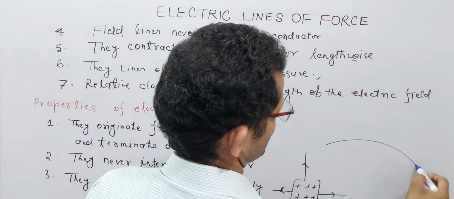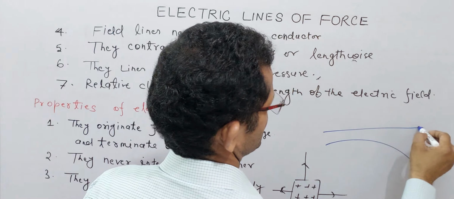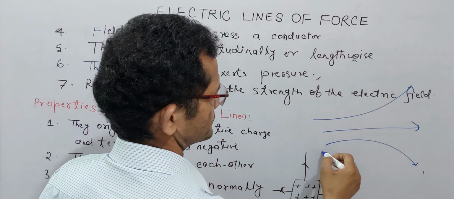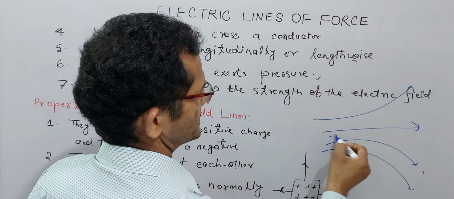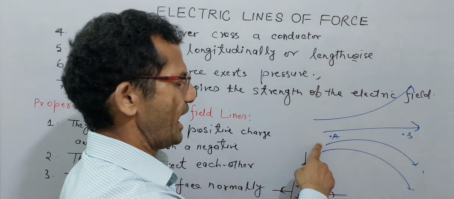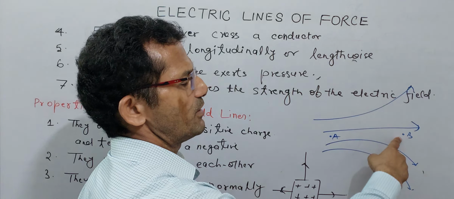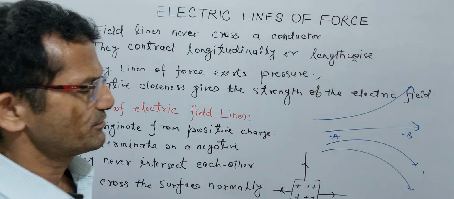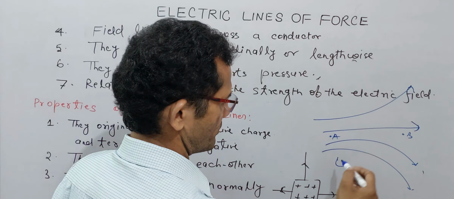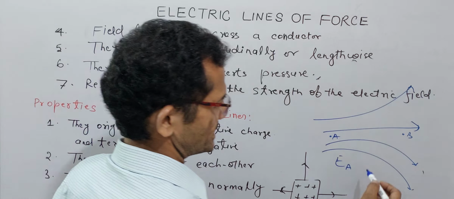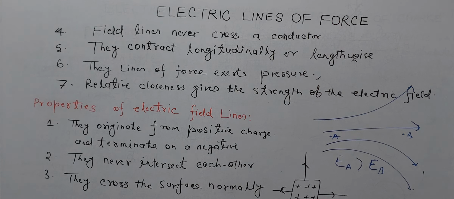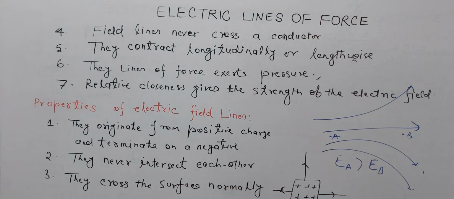Suppose these are the field lines. I've taken two points. This is the point A. This is another point B. Here at the region of point A, the field lines are very close to each other. At point B, the field lines are spaced, they are far from each other. Therefore the strength at A is more than the strength at point B. So the electric field at point A is more than the electric field at B. So these are the properties of electric field lines, and they can give some ideas about the direction and magnitude.